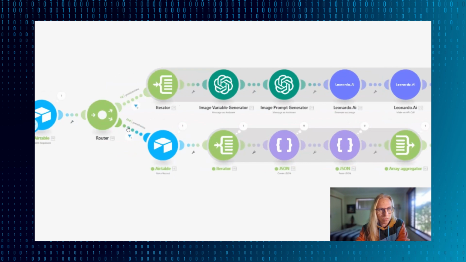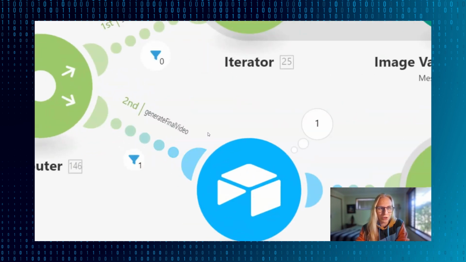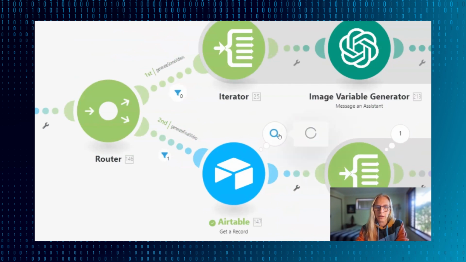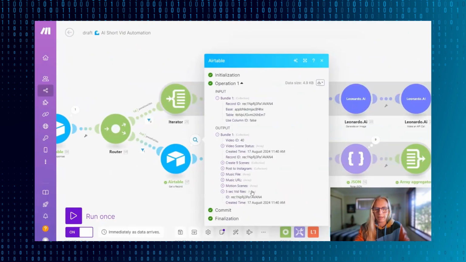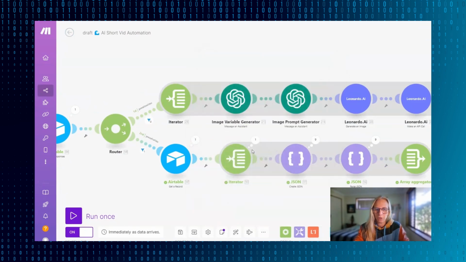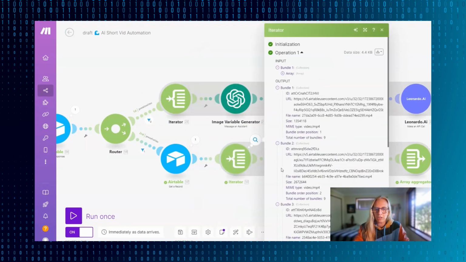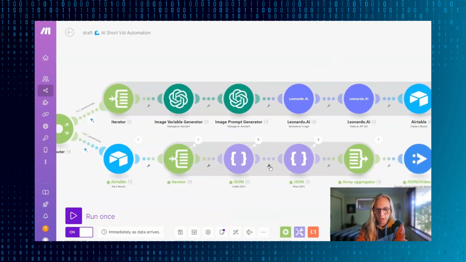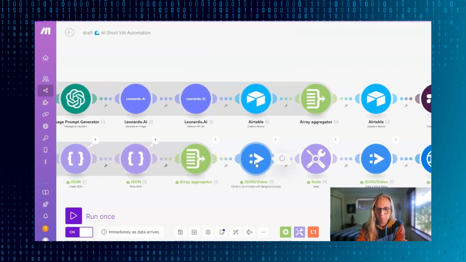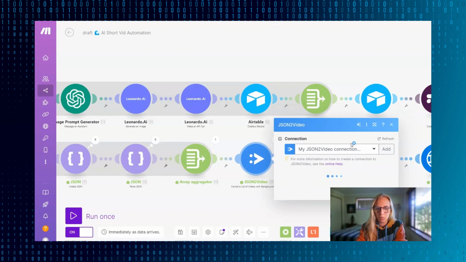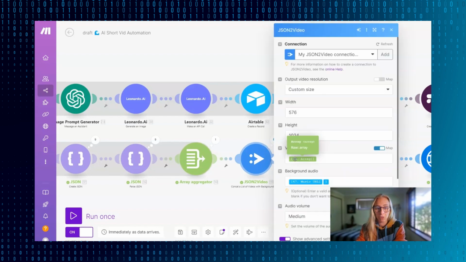So the second button will make this workflow go down the generate final videos pathway. And here we are getting the records from our Airtable that we just saw. So we have them available for the workflow. Then we have this iterator, which is extracting the exact variables that we want in this final video. Then we've got some extra modules just to format it for this JSON to video module. And in here, we just get everything we need to create the video.